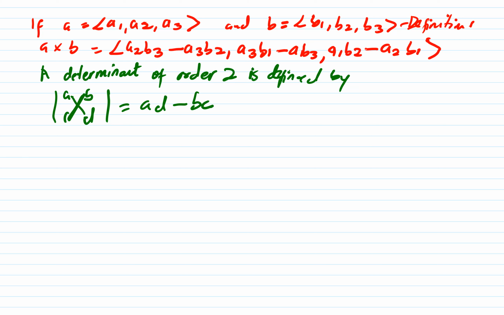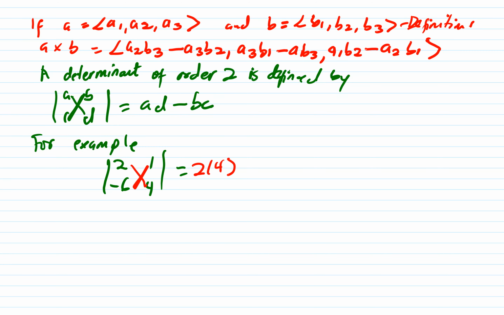Now let's take an example with real numbers. Let's say we have 2, 1, negative 6, 4, so we have 8 minus negative 6, which is 8 plus 6, which is 14. Now let's look at the determinant of order 3. Let me go to the next page here and use red color.